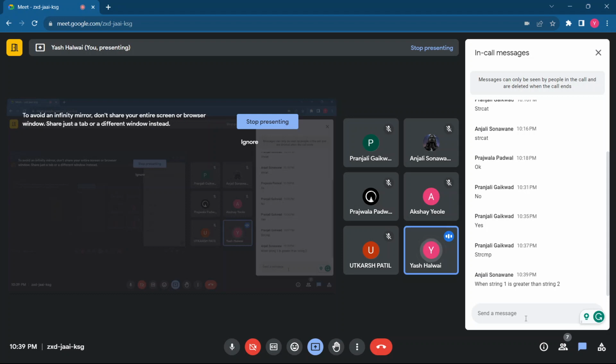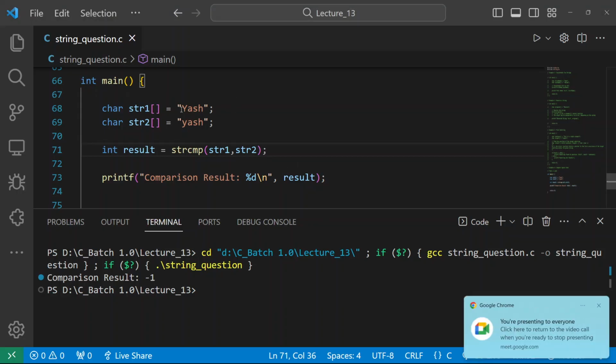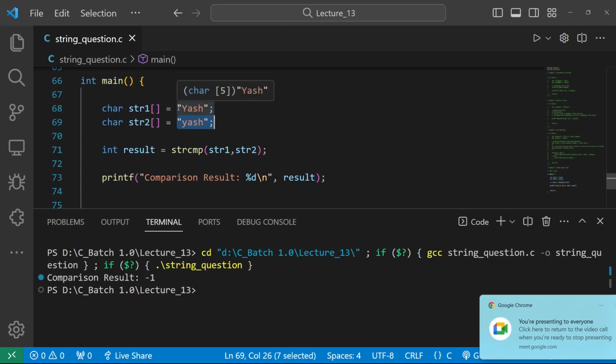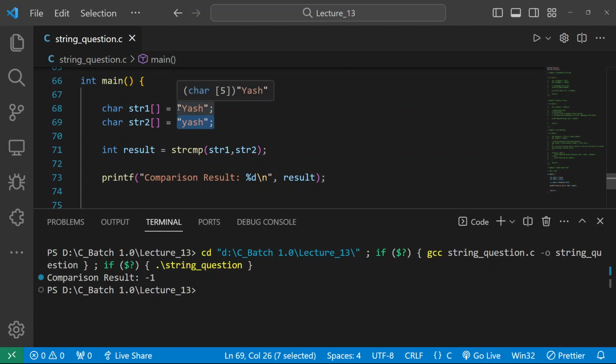When string 1 is greater than string 2, very good. String 1 is greater than string 2. You can say the name is the same in English, but remember, in programming it is a different thing. In programming, both have a different value because the cases are different. Capital here, small here. It will treat both as different. Someone at the start said yes, both are same, but they are not. That's why I got a result of minus 1. I should get a result of 0.